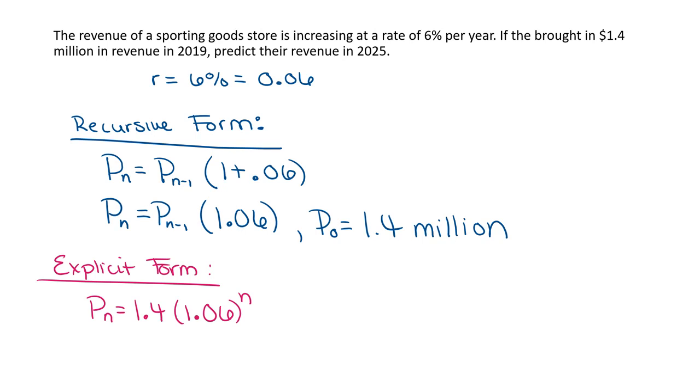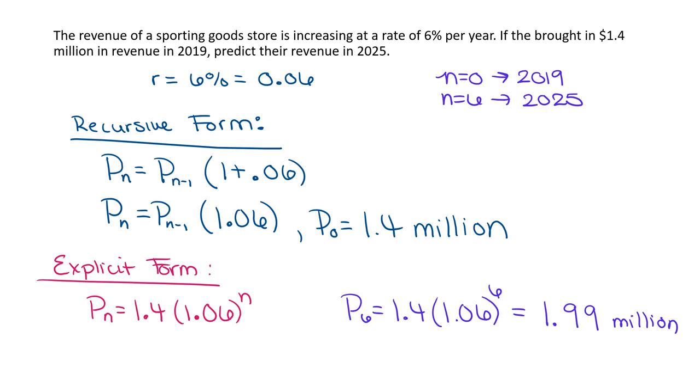So now if I want to predict their revenue in 2025, our starting year was 2019. 2025 is 6 years later. So I'm going to plug 6 in for n. 1.4 times 1.06 to the 6th. I got nearly 2 million. It was like 1.99 million.